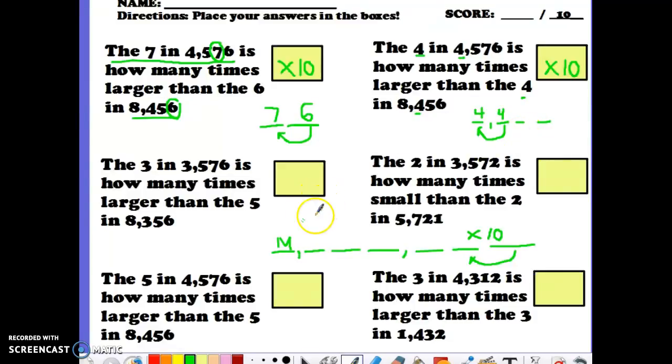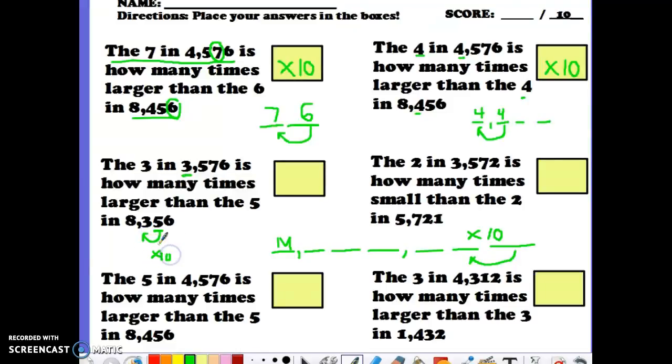Now you may also get a trick question like the following one. The 3 in 3,576 is how many times larger than the 5 in 8,356? We're talking about the 3, which is in the thousands place value, but we're not talking about the 3 in the hundreds place value. Now we're talking about the 5 in the tens place value. So if I moved from the tens place value to the hundreds, we all know that that is 10 times greater.